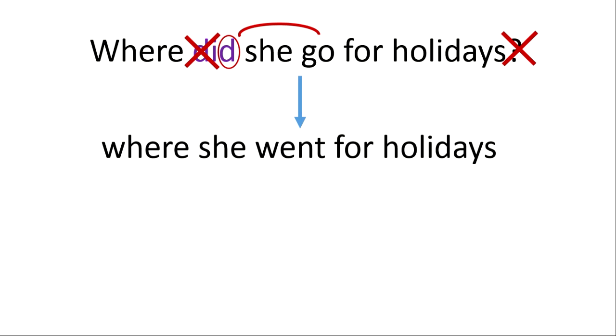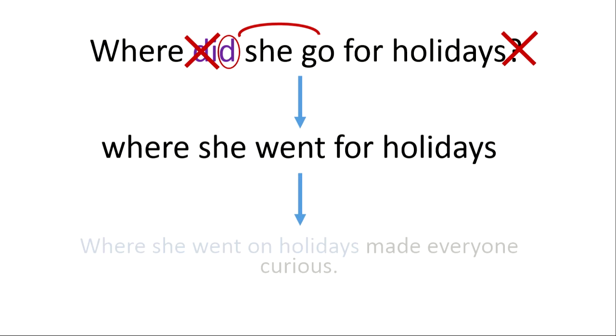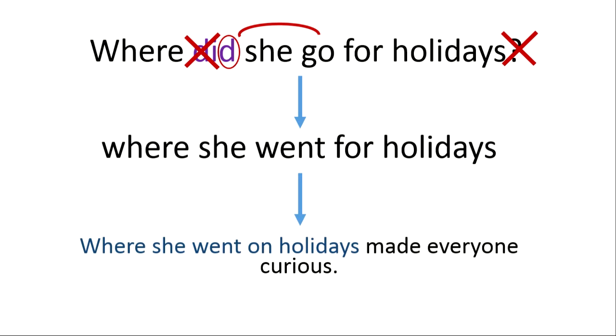That little guy did told us that this is a simple past tense. While we don't have it, when we get rid of it, there's nothing else to tell us that this is a kind of simple past sentence. That's why we have to change the main verb into simple past. And we have this, where she went on holiday made everyone curious. As you can see, this noun clause is used as the subject of the last sentence.